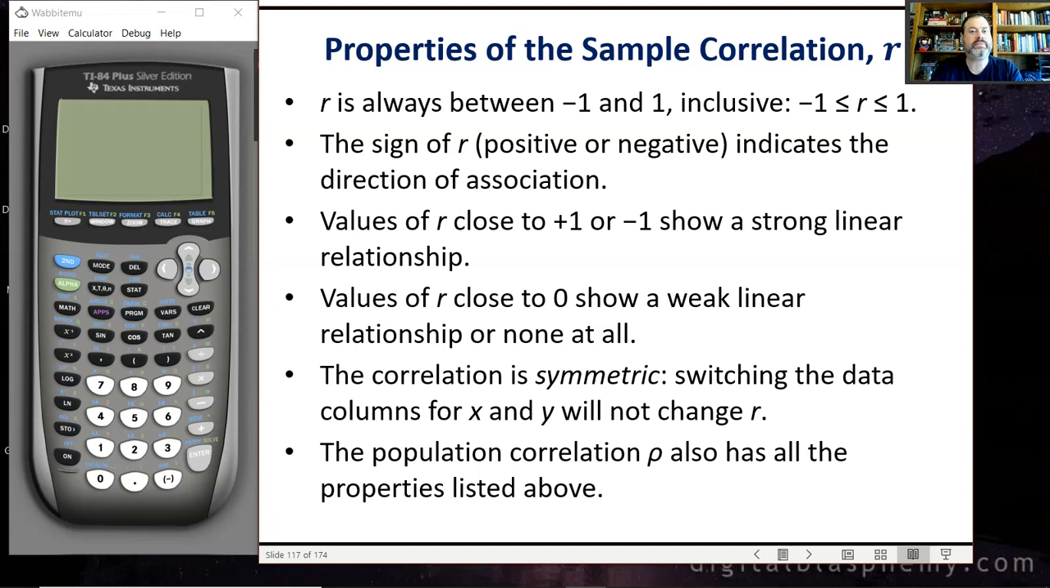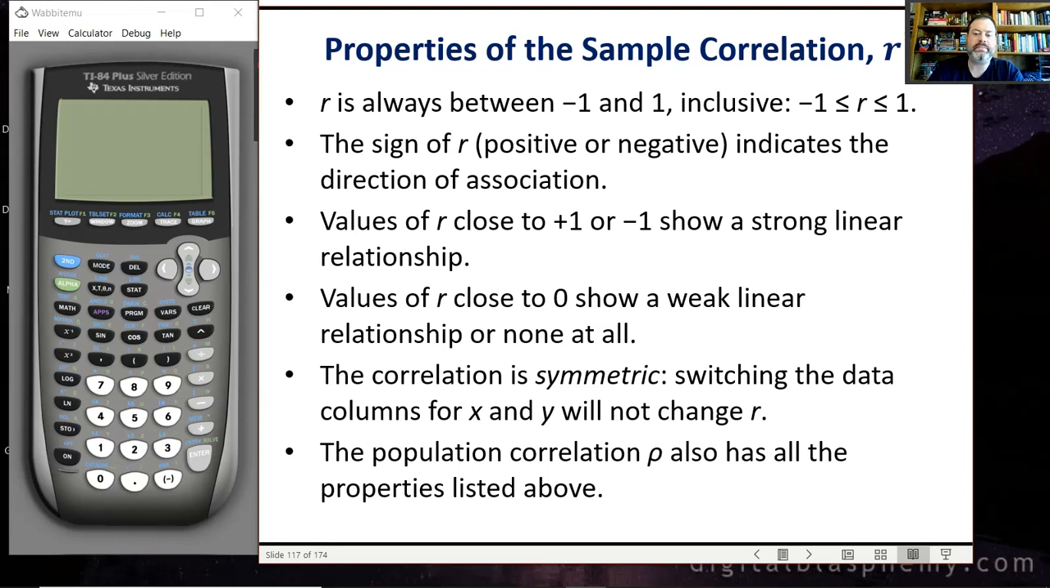Completely random looking scatter plot, R could be close to 0. Or actually a horizontal line, R could be close to 0. So an R close to 0, we don't know what the graph looks like. We just know it's not strongly positive or strongly negative.